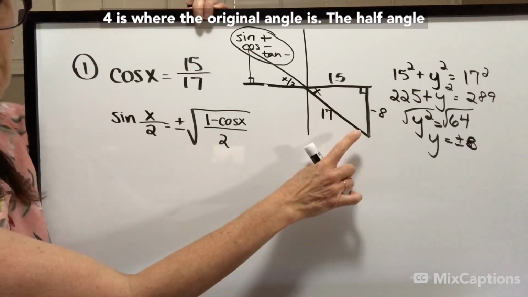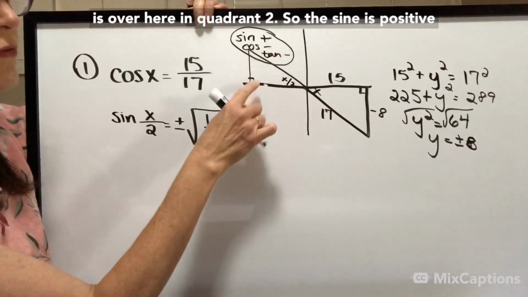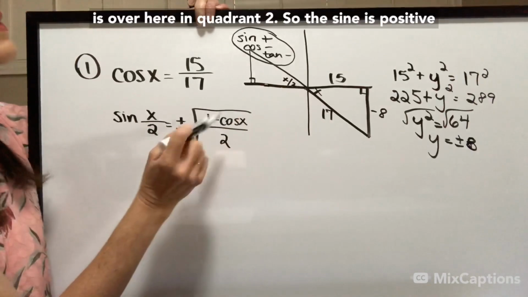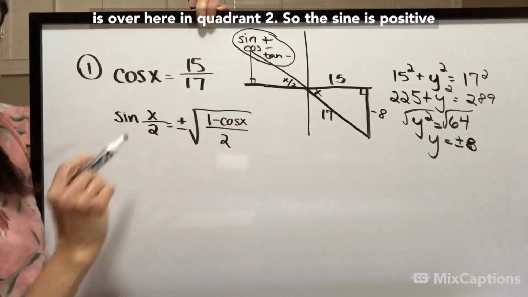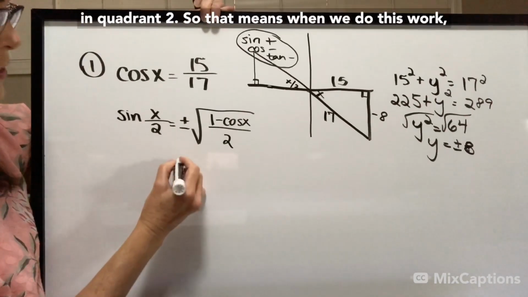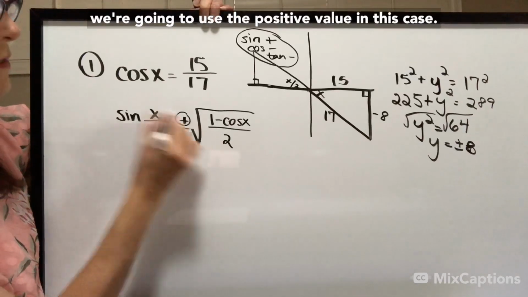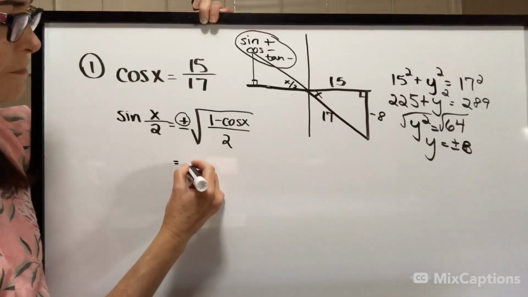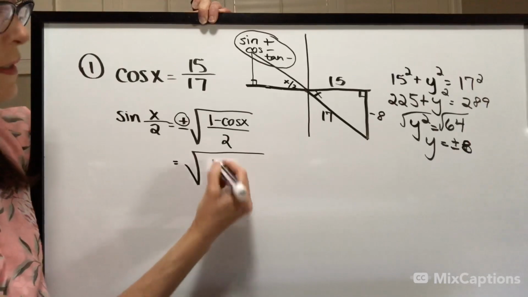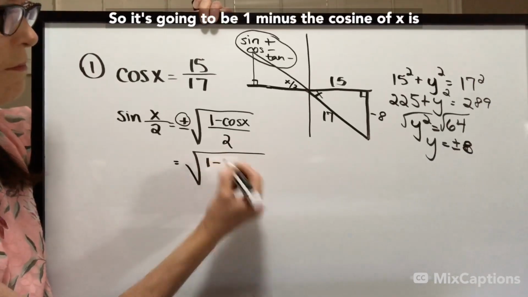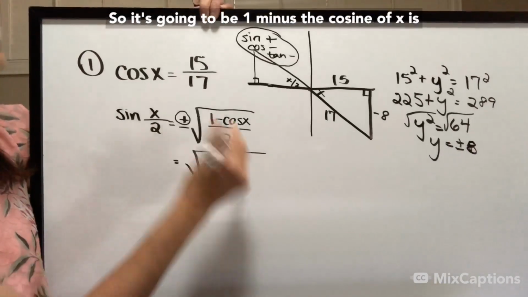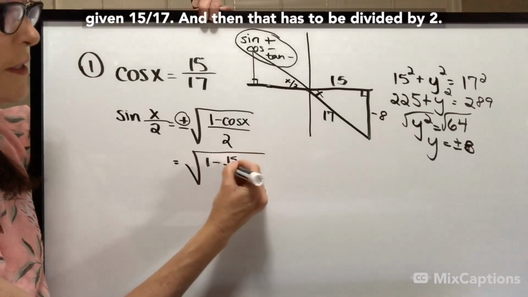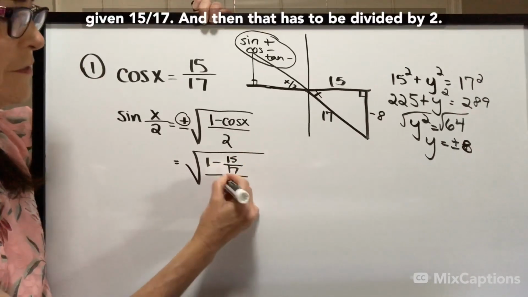Quadrant 4 is where the original angle is. The half angle is over here in quadrant 2. So the sign is positive in quadrant 2. So that means when we do this work, we're going to use the positive value in this case. So it's going to be 1 minus the cosine of x, which is given as 15/17, and then that has to be divided by 2.